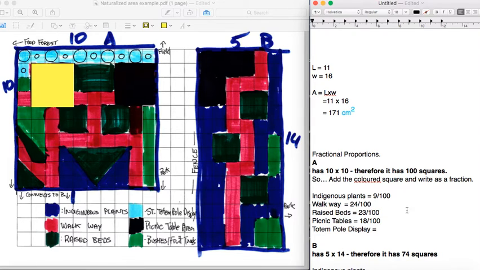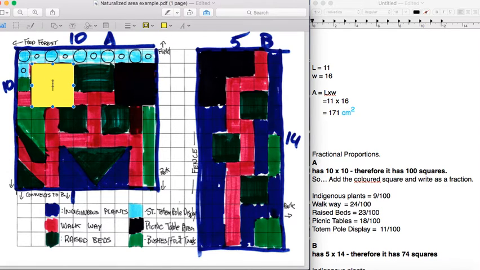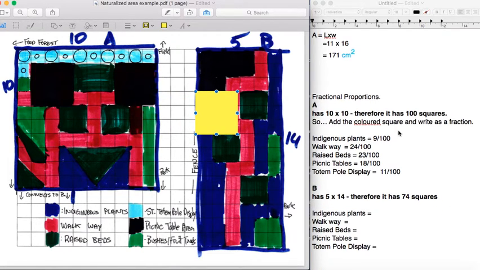And the last one I have is my totem pole display. It's 10 wide, plus 1 is 11. So I get 11 out of 100. If you wanted to be very diligent, add these up. It should be within 1 or 2 squares. If not, you can just adjust it. Once I do that, halfway done.